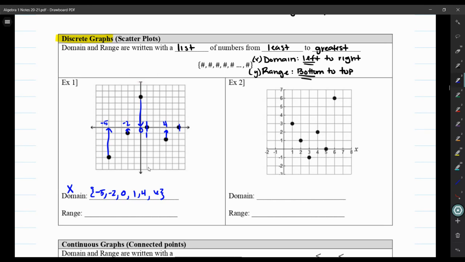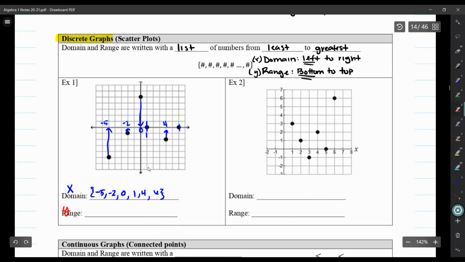If there's not a number listed here, then it doesn't exist in the domain. So for example, I see that 2 is not listed. And if I look at where X is 2, all along this X equals 2, there's not a point there, which is why that's not in the domain. Okay. Now let's do the same thing for range.